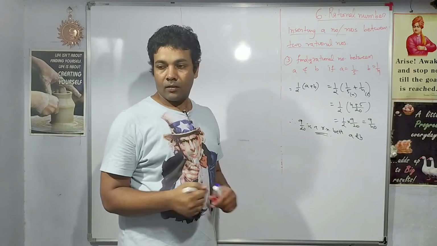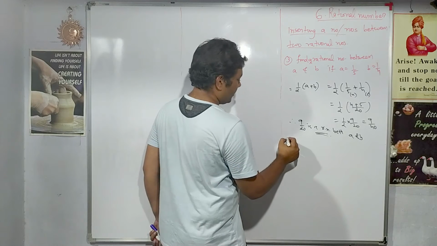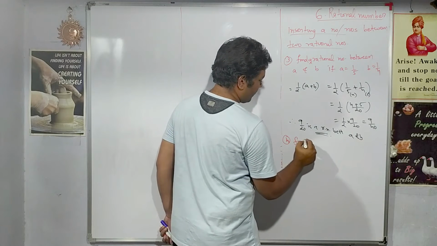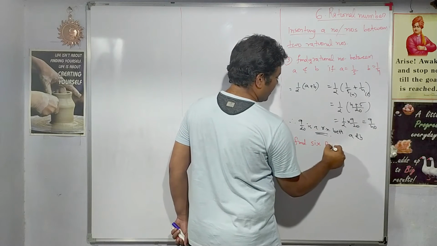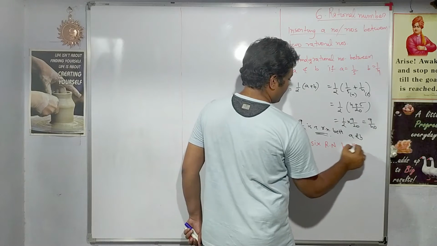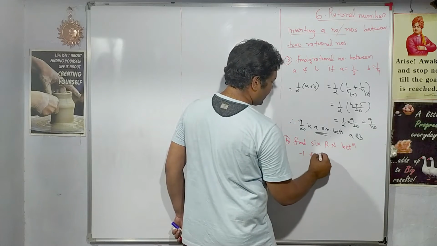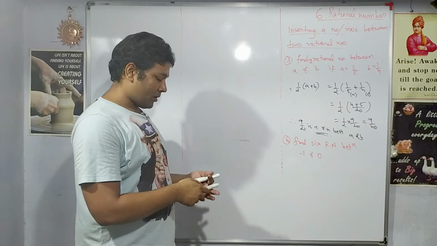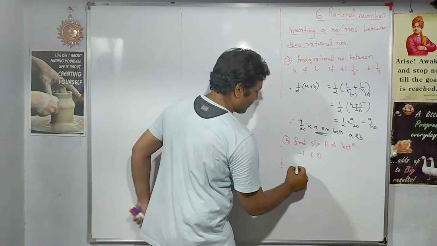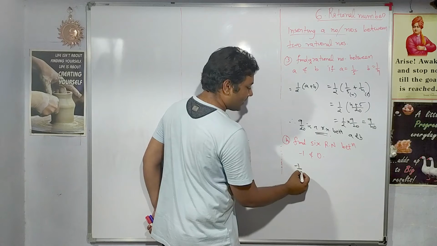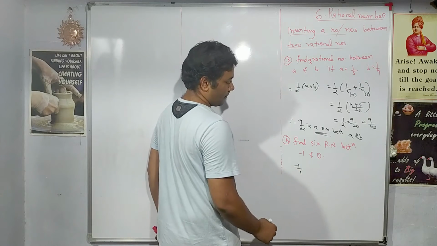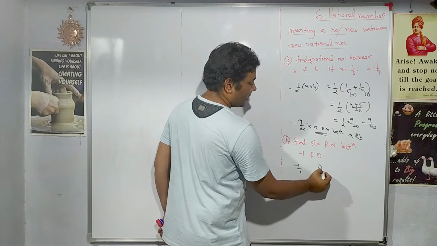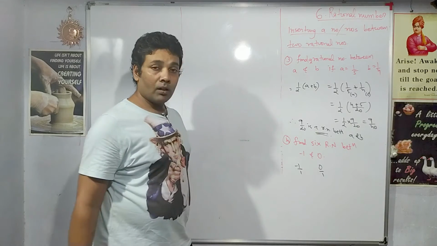Then find 6 rational numbers between -1 and 0. Is it possible? Yes, it is possible. How? See this. -1, nothing is there in the denominator, then you write down 1. 0, nothing is there in the denominator, you can write down 1.